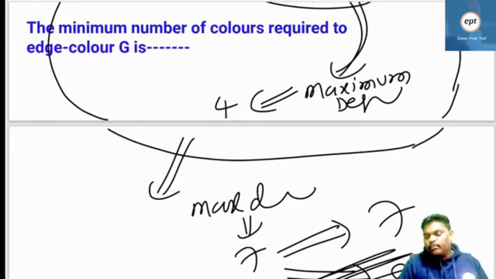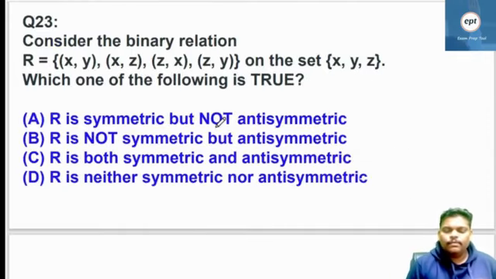Bipartite graph, only md. These three models are not satisfying. Then find the maximum degree. At least 3 people with maximum degree, then the answer is md plus 1. If not, then md. Right? Fine. What is the answer?